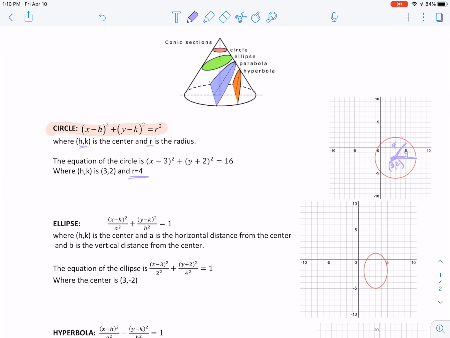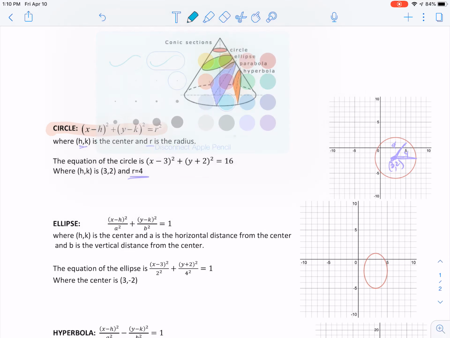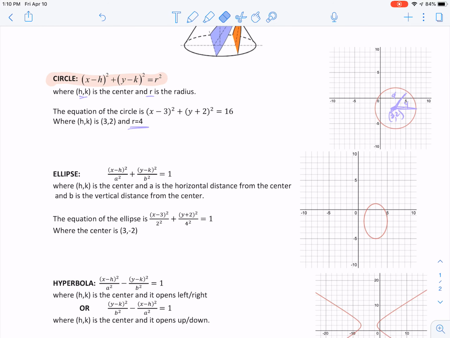The second one is an ellipse, and it is when you take this cone up here and you slice it at an angle, or you can slice it parallel to one of the sides. You could slice it parallel to one of the sides like that. And that will give you an ellipse. It looks like an Easter egg since we're close to Easter. So it's an oval shape. And the formula that we use for that is this one. It's (x minus h) squared over a squared plus (y minus k) squared over b squared equals 1.